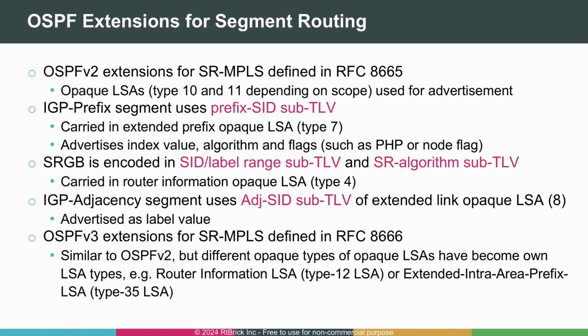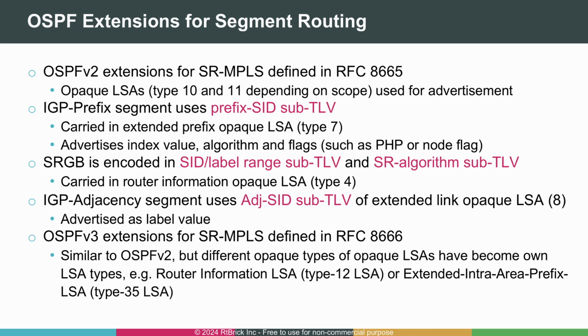In addition to the prefix SID sub-TLV, the segment routing global block base and range must be encoded. This is achieved via the SID label range sub-TLV, carried within the router information opaque LSA TLV. Optionally, the SR algorithm sub-TLV may also be carried in the router information opaque LSA to advertise the node's capabilities.